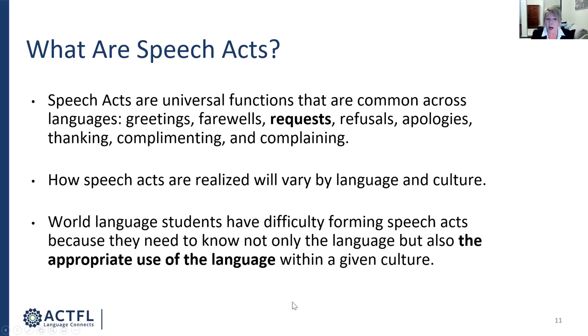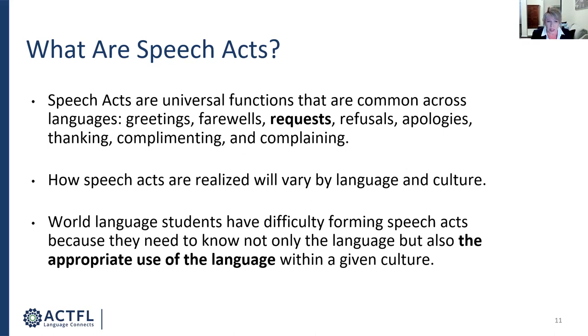We can teach pragmatics by teaching our students speech acts. These are universal functions that are common across languages, such as greetings and farewells and making requests and apologizing and thanking and complimenting and complaining. Now, while these functions are universal, how they are realized is going to vary greatly by language and culture.